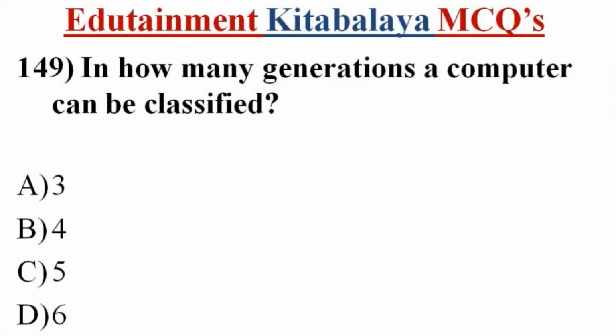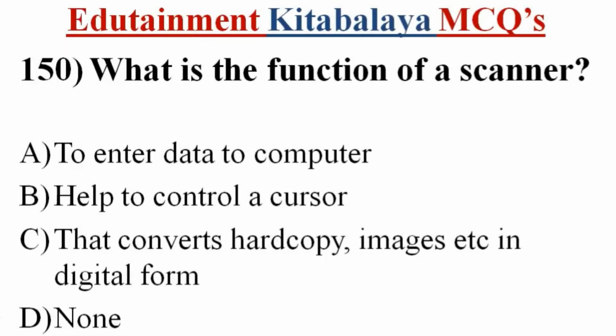Question number 149. In how many generations a computer can be classified? A. 3. B. 4. C. 5. D. 6. Correct answer is C. 5. Question number 150. What is the function of a scanner? A. To enter data to computer. B. Help to control a cursor. C. That converts hard copy, images etc. in digital form. D. None. Correct answer is C.